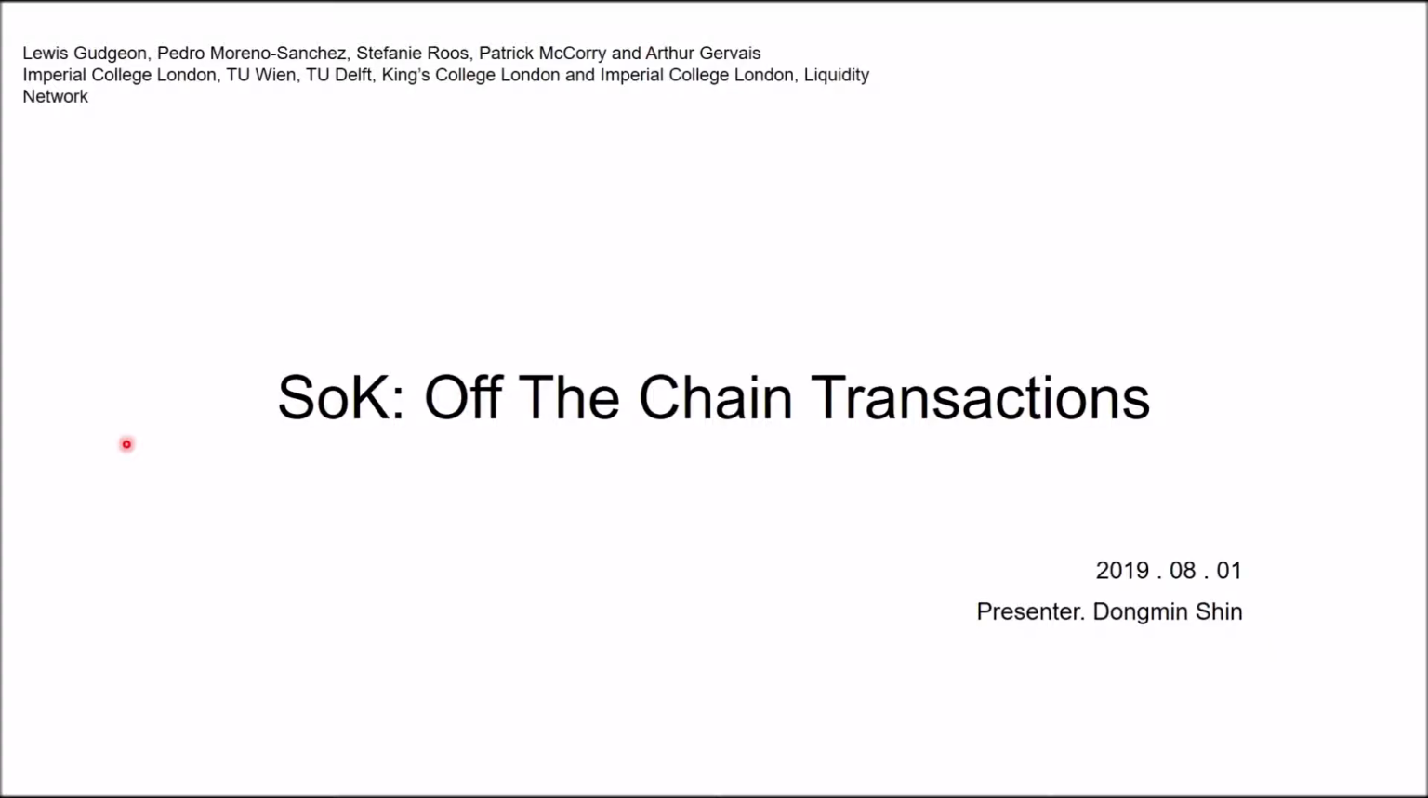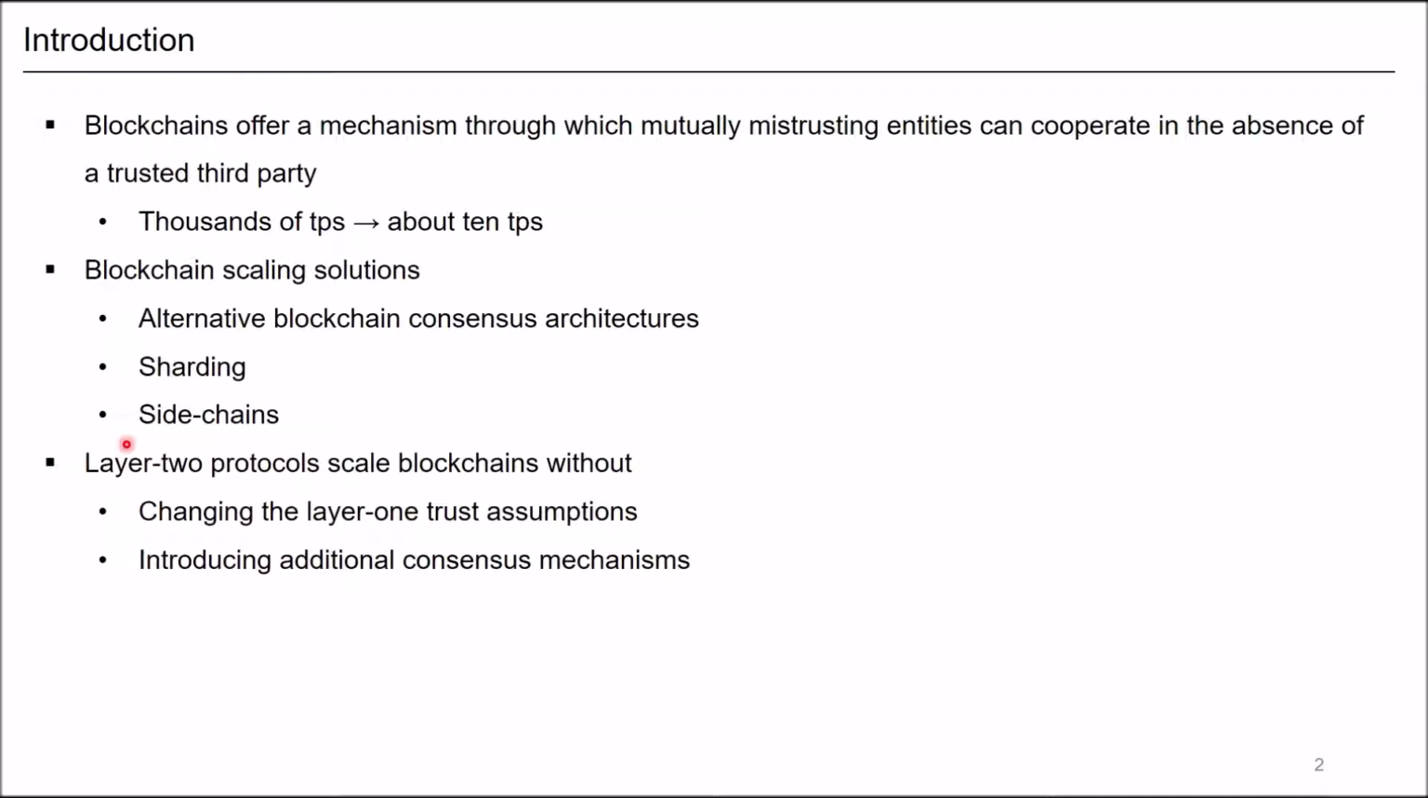Today I'm going to make a presentation about the off-chain payment channel survey paper, SoK: Off The Chain Transactions. Blockchains offer a mechanism through which mutually mistrusting entities can cooperate in the absence of a trusted third party.